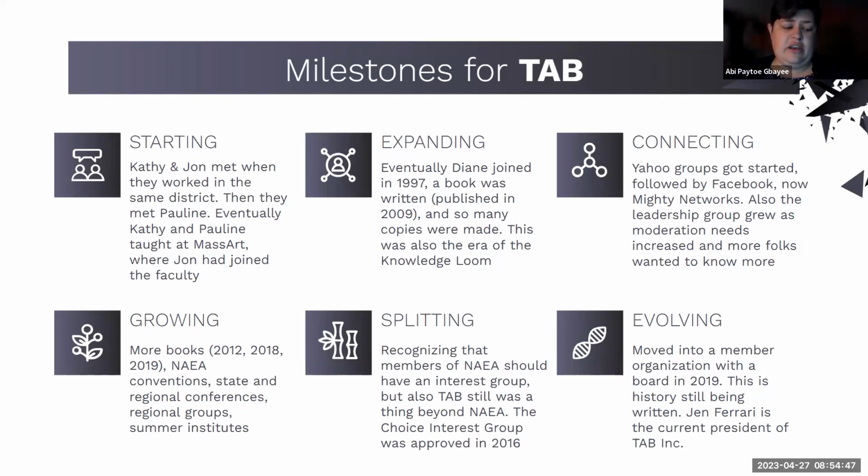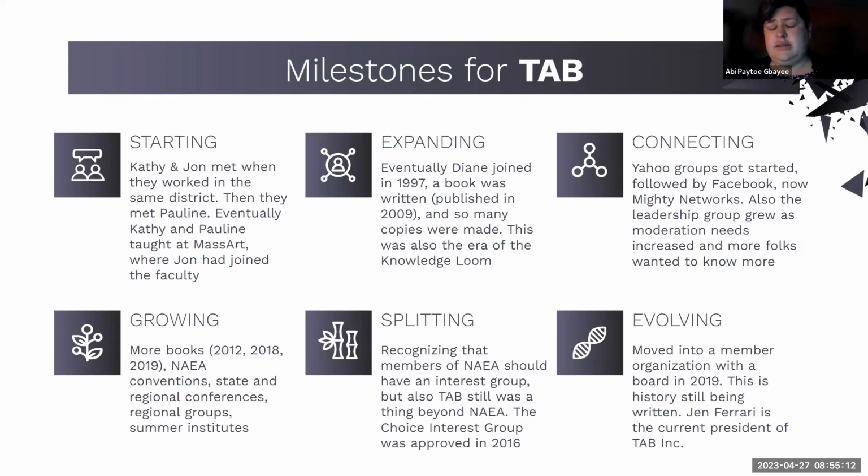During this time, the Knowledge Loom was available. It was through Brown University. It was hosted as one of the resources to be able to figure out what TAB was. There are still places it floats around the internet, archived. I think now TAB Inc., the organization, has a website where you can actually access a copy of the original Knowledge Loom.